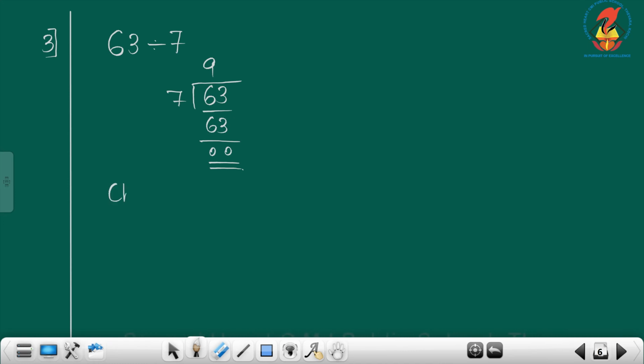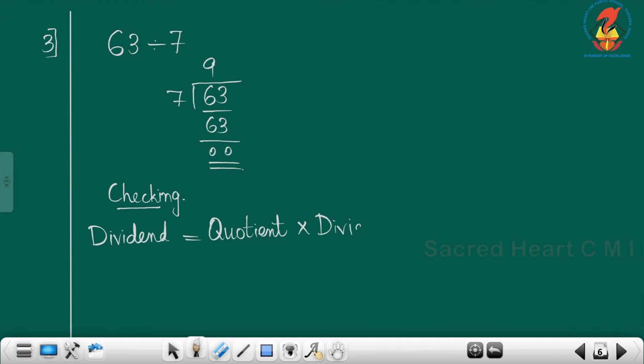Okay. Then we can check the answer, checking. What is the equation for checking? Dividend equals quotient into divisor plus remainder.